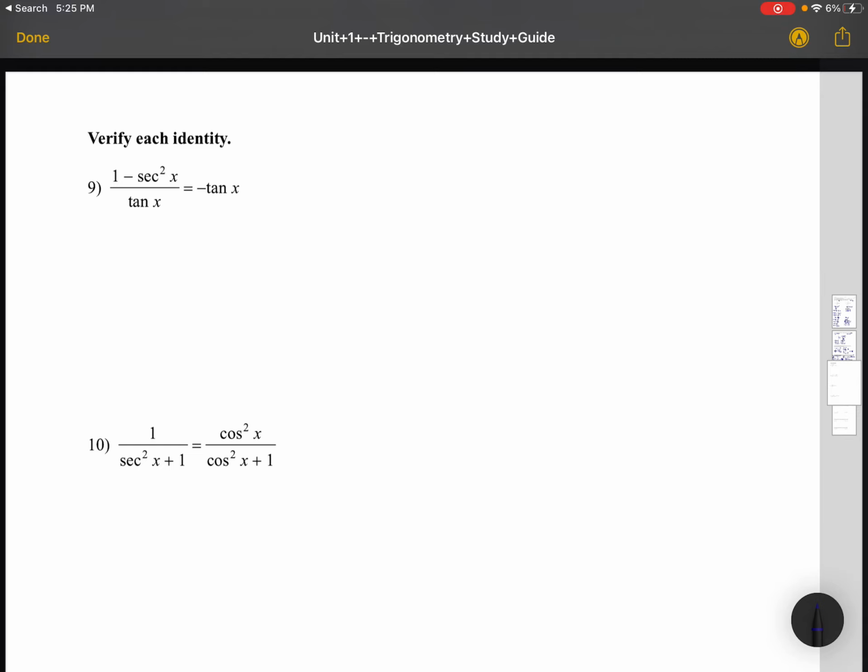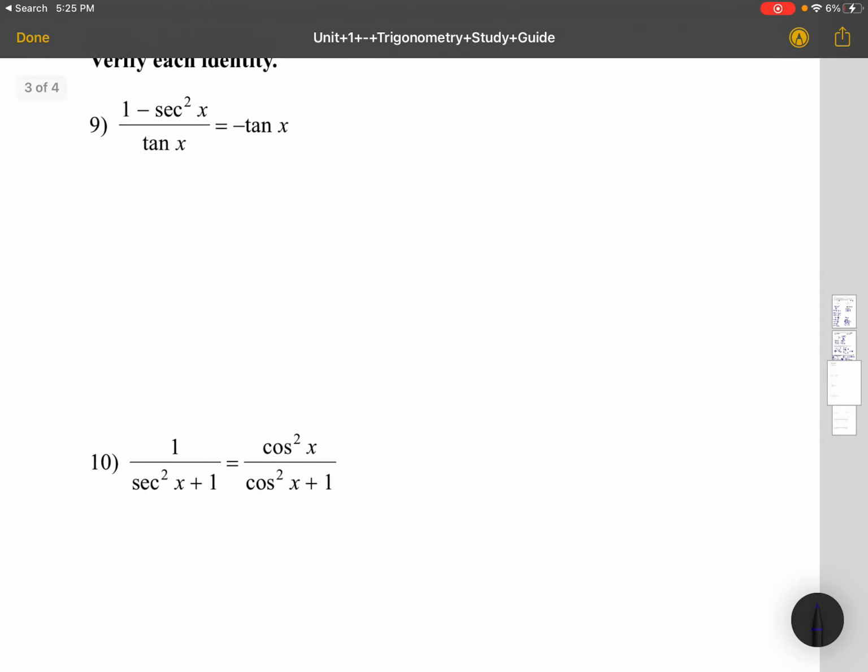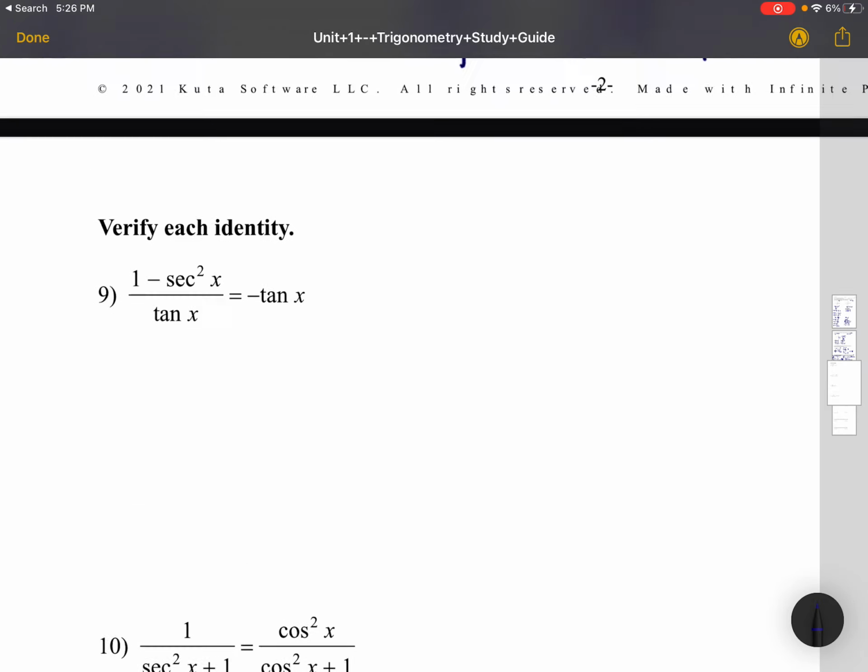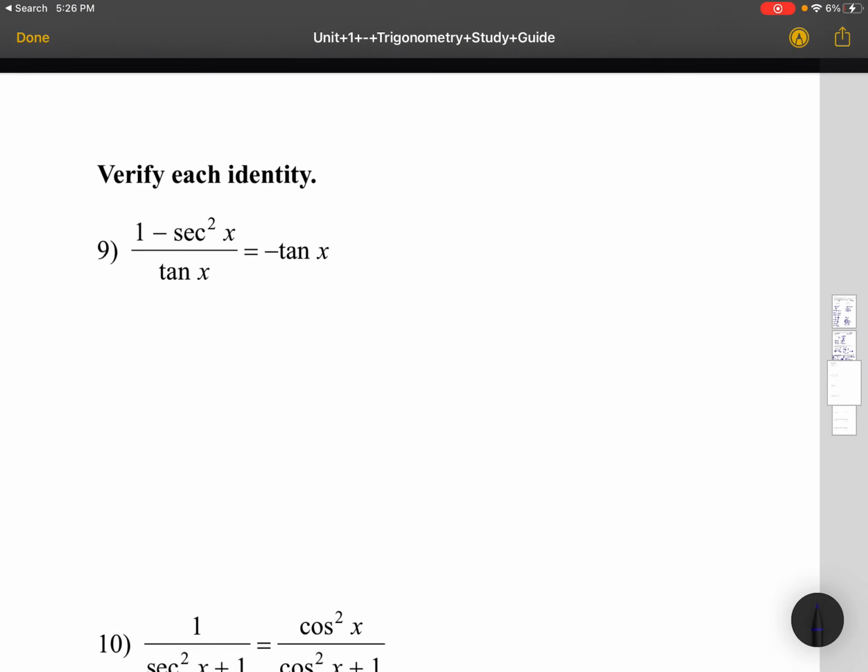For this part of the video, we're going to go over verifying identities. We're going to use a Pythagorean identity with some other tricks. All right, so I don't know which way you work this. There are a couple of ways to verify an identity.